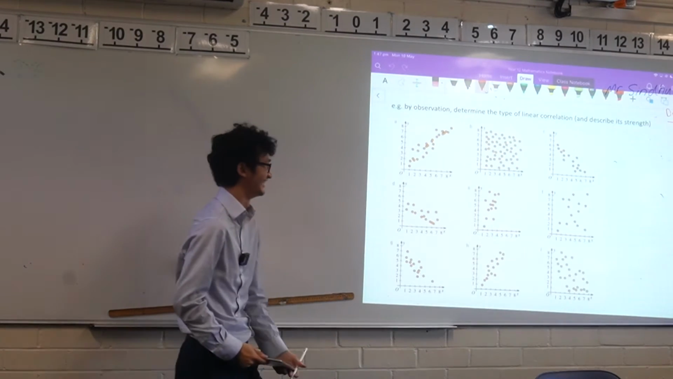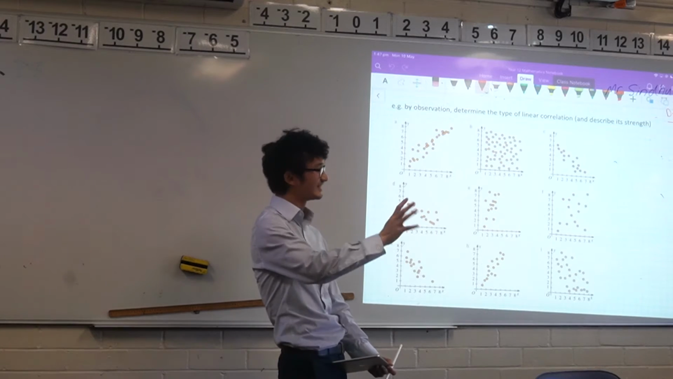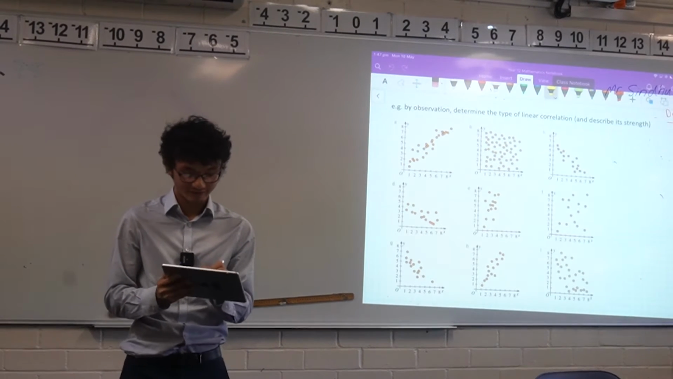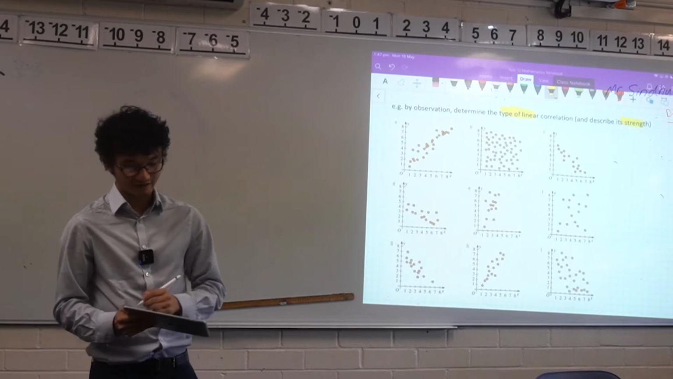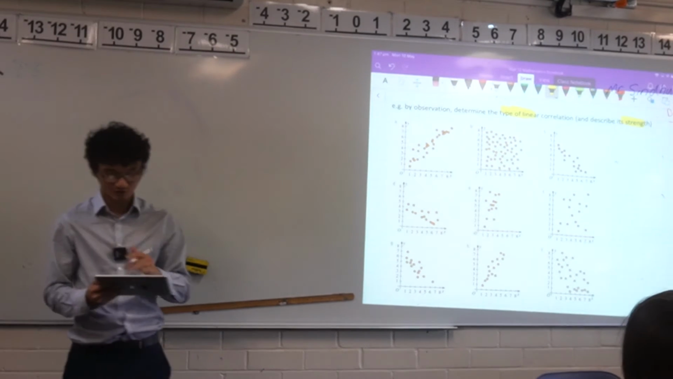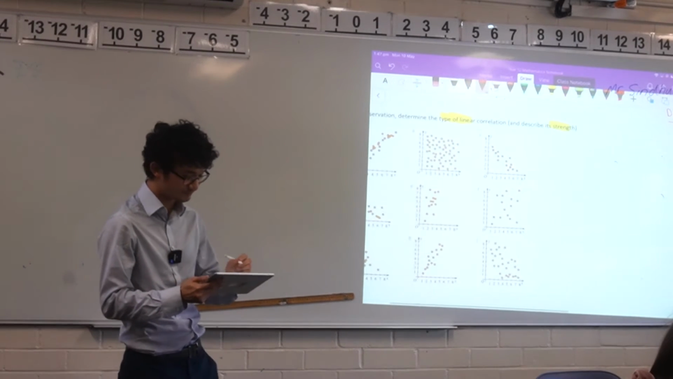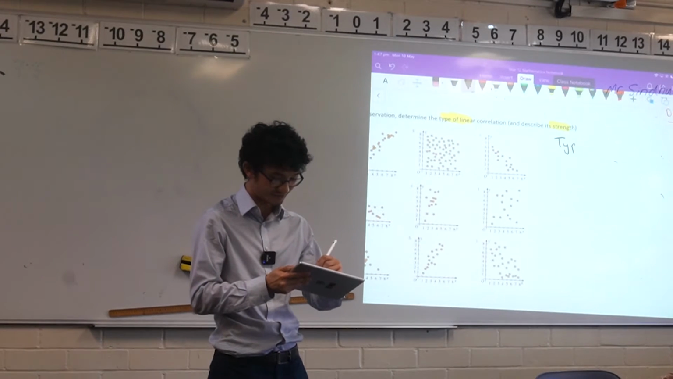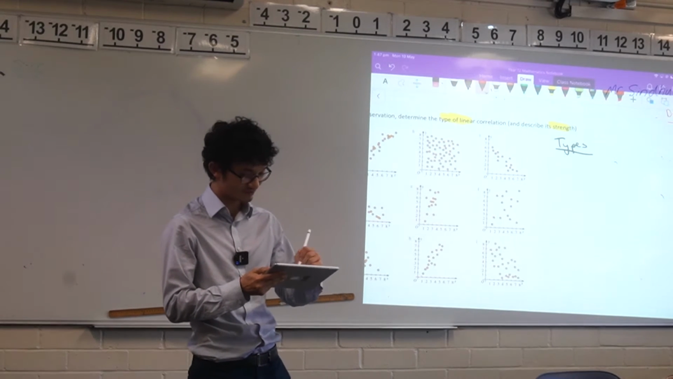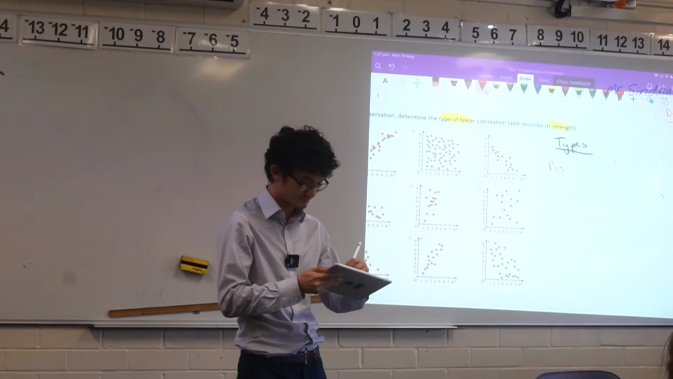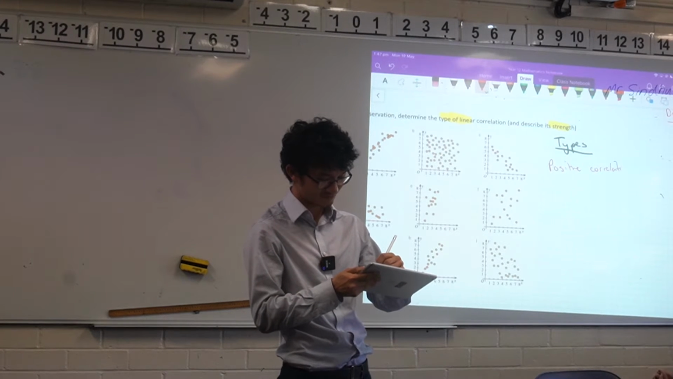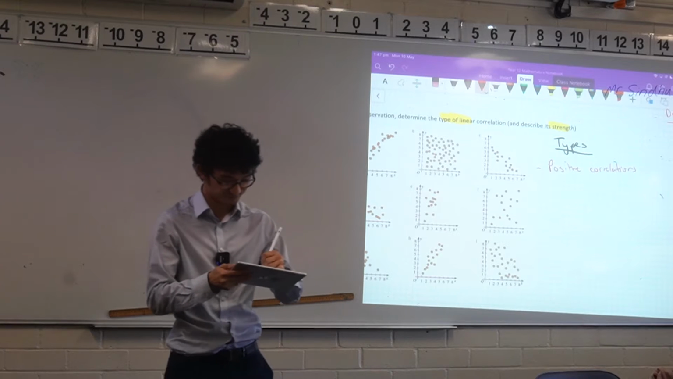We'll get there. So exactly like you guys said, and it's kind of a hint in the question here, right? We're looking at the type and the strength. So what are the types and strengths? Well, let's have a look at this. Let's look at types, as you guys said. So we'll have positive correlations, and we have negative correlations.